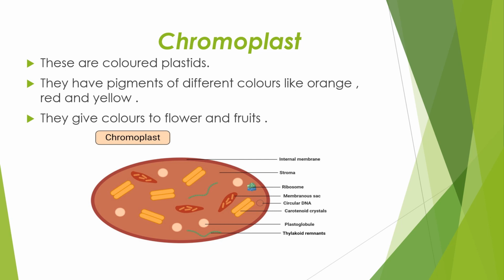And where are these colors imparted? These colors are imparted to the flowers and the fruits. So whatever the color of the flower and the color of the fruit is, it is because of the chromoplast. Chromo basically means color. Chromosomes we have already done in the previous class when we were doing the nucleus. That time also I told you that chromo is a Latin word which means color. So these are the colored plastids. They have pigments of different colors like orange, red, and yellow, and they give color to flowers and fruits.